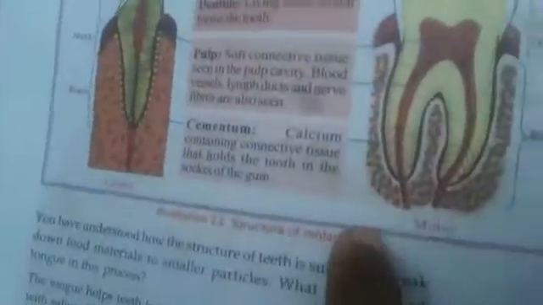Okay, all of you draw the diagram of this structure of a tooth, label the parts and learn it.